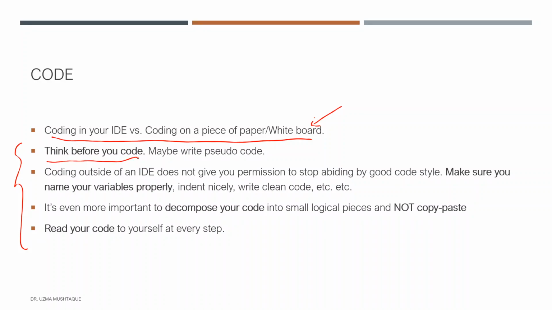First things first, think before you code, right? What does that mean? Even before you start writing the code on the paper, it's better you write pseudocode somewhere, maybe in the scratch sheet or somewhere, and then convert that to code line by line, right? Coding outside of an IDE does not give you permission to stop abiding by good coding style, so make sure you're naming your variables properly, indenting and everything.